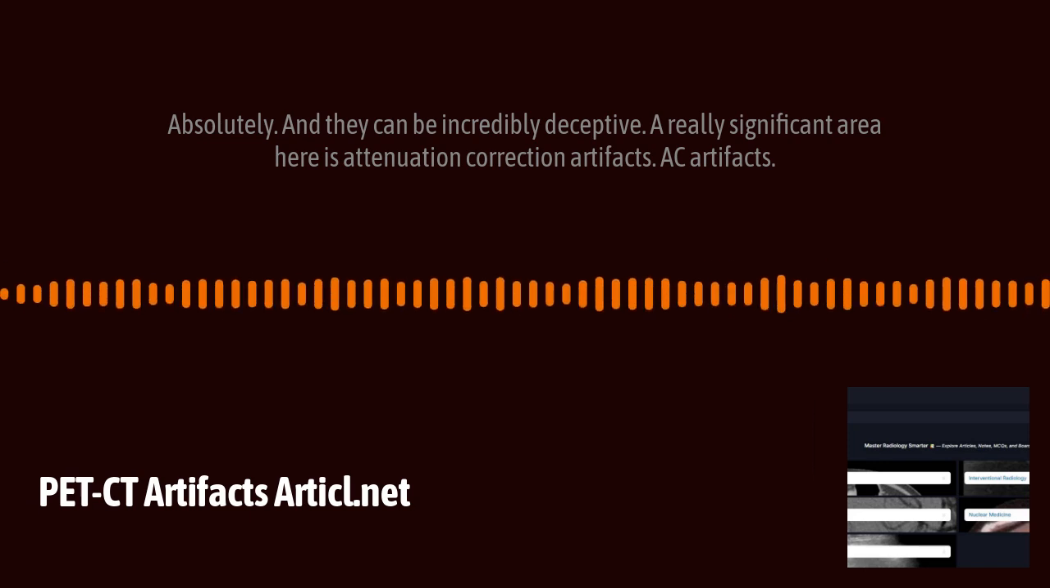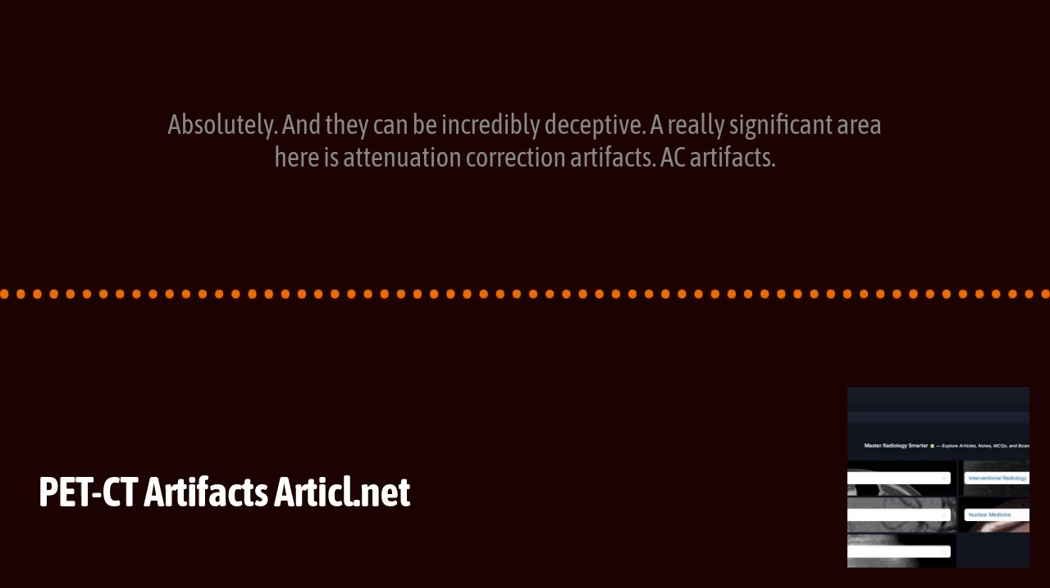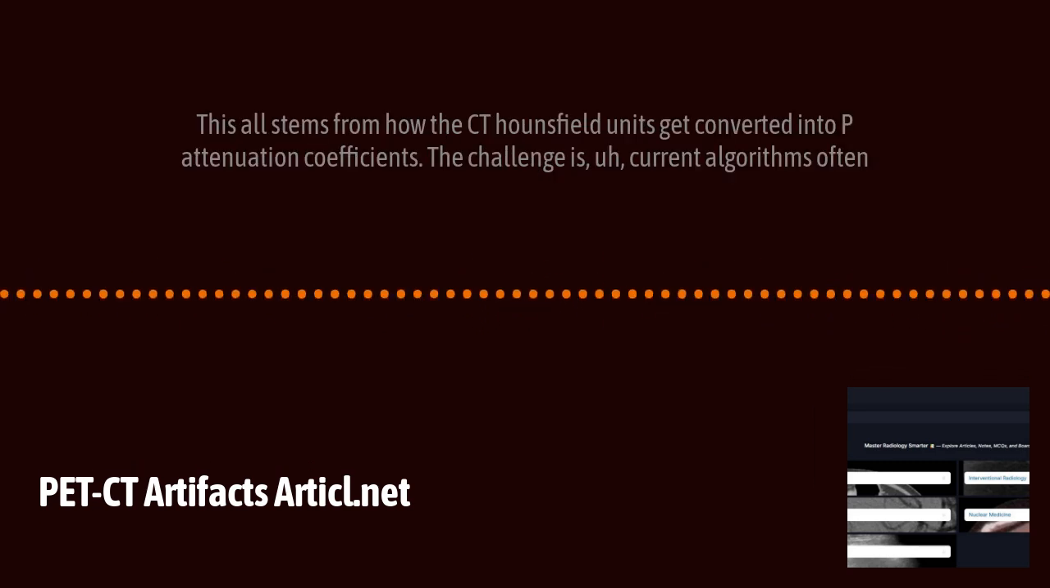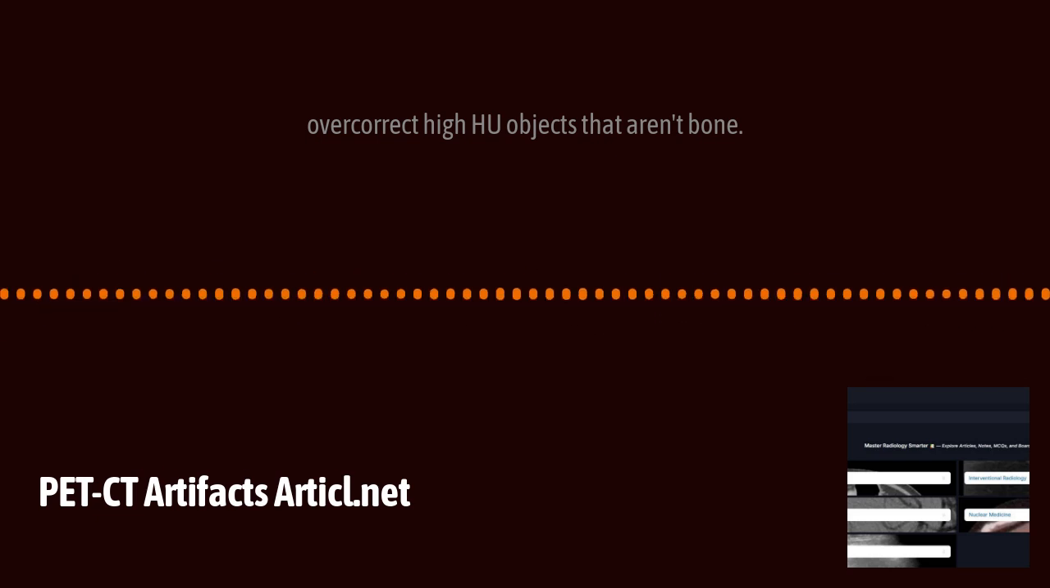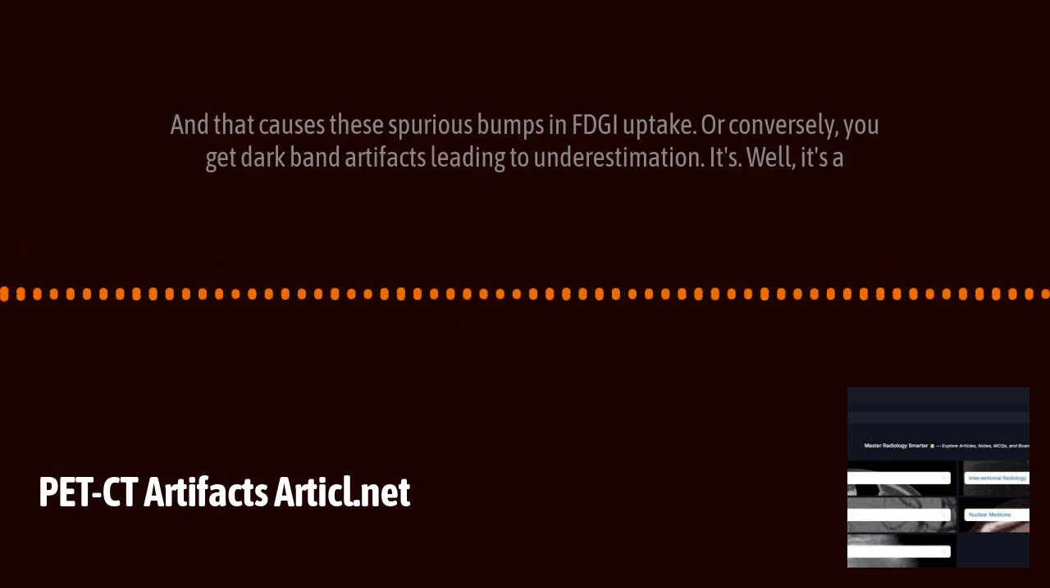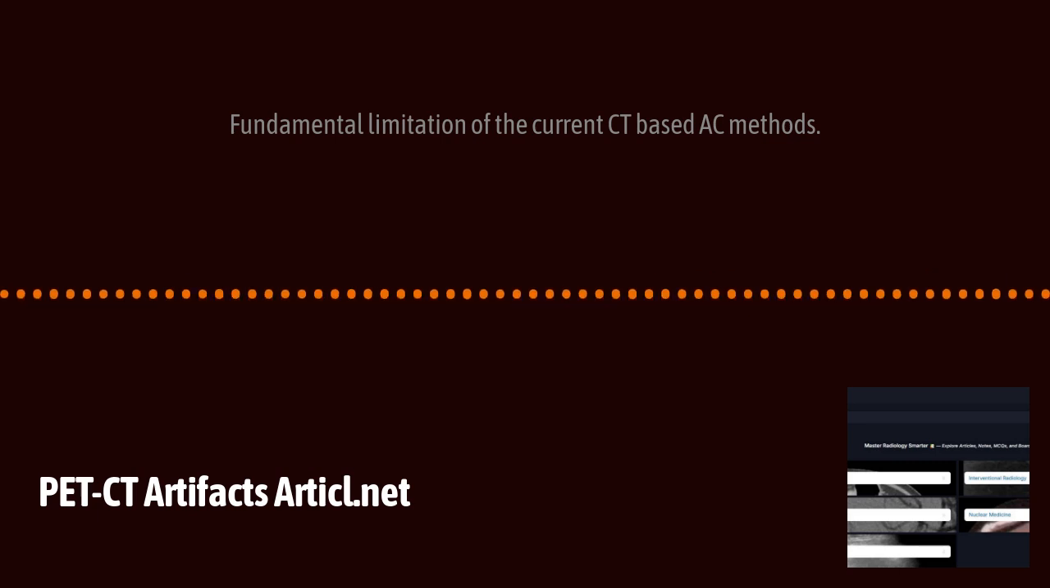A really significant area here is attenuation correction artifacts. AC artifacts. Oh, yes. This all stems from how the CT Hounsfield units get converted into PET attenuation coefficients. The challenge is current algorithms often overcorrect high HU objects that aren't bone. Right. And that causes these spurious bumps in FDG uptake. Or, conversely, you get dark band artifacts leading to underestimation. It's a fundamental limitation of the current CT-based AC methods.